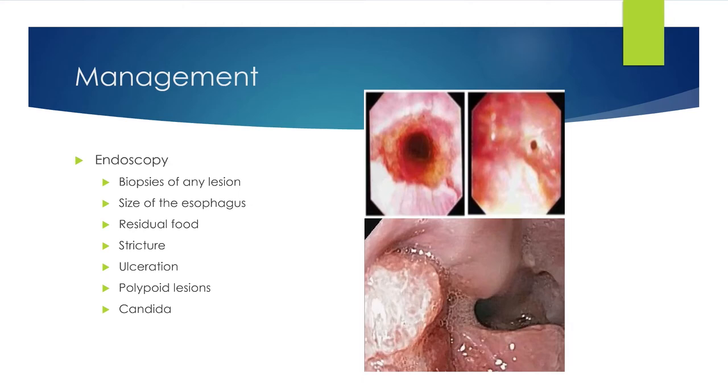We have to notice the size of the esophagus. So in people who have got achalasia or chronic obstruction for benign reason, the esophagus will be severely dilated with usually some residual food still in the esophagus. Normally, the esophagus should be totally empty in a fasting patient who comes for gastroscopy.